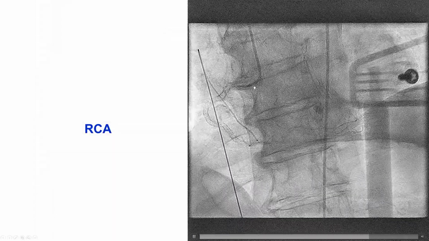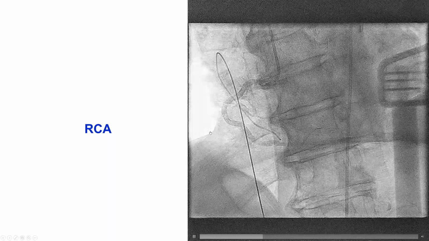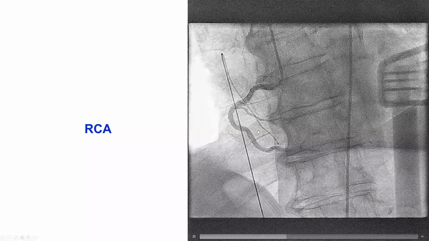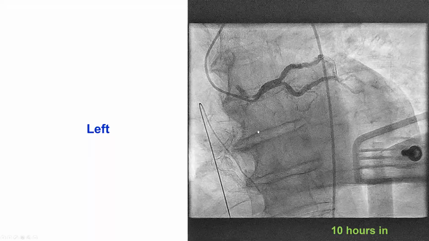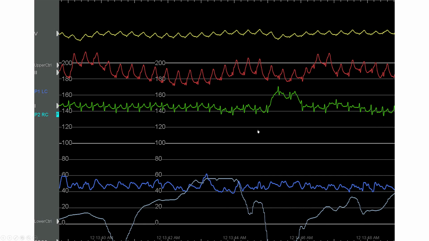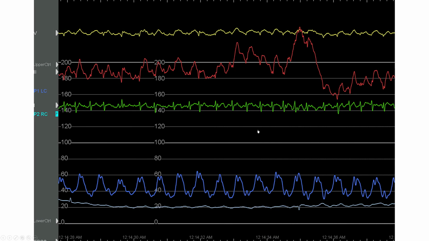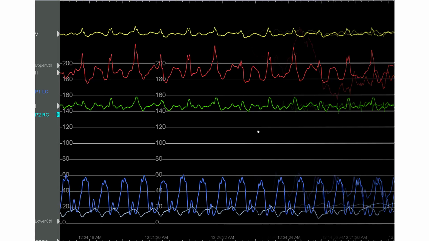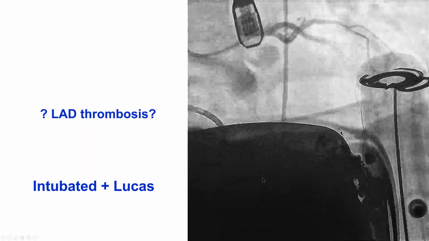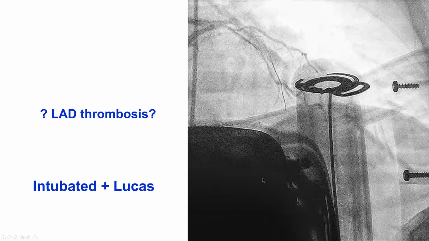We obtained access urgently on the left side and then went back, and we saw that actually there was still good antegrade flow in the right coronary artery and the left coronary artery. But the patient subsequently deteriorated, and then we ended up doing CPR. We placed the Lucas device. This is the pressure waveform with the Lucas device. At this point, things did not seem very good, so we decided to place the patient on ECMO.